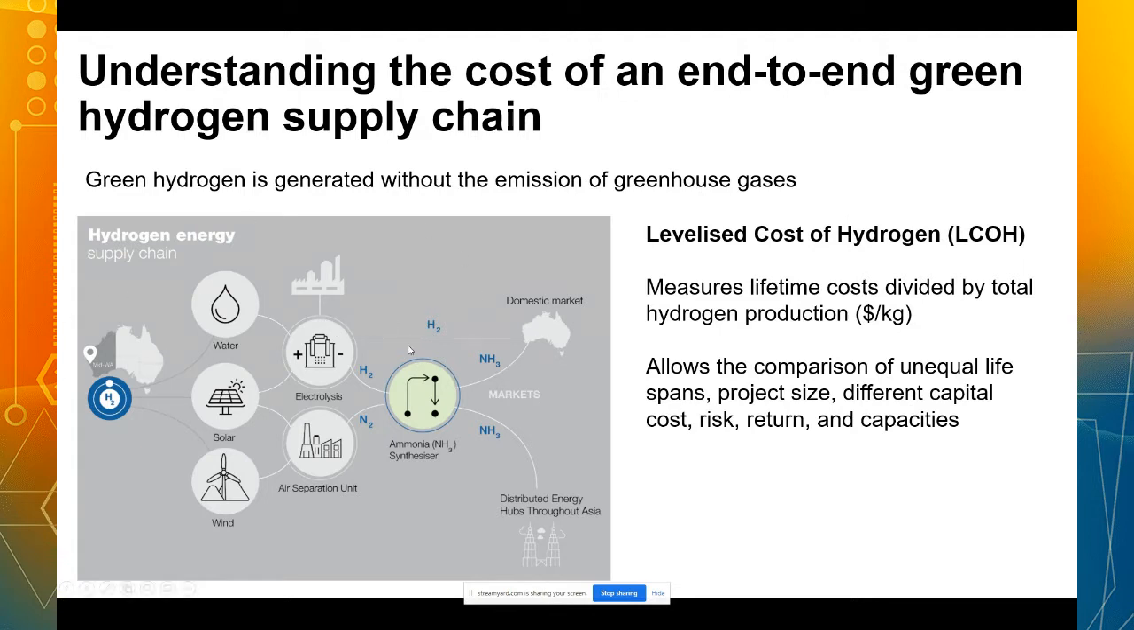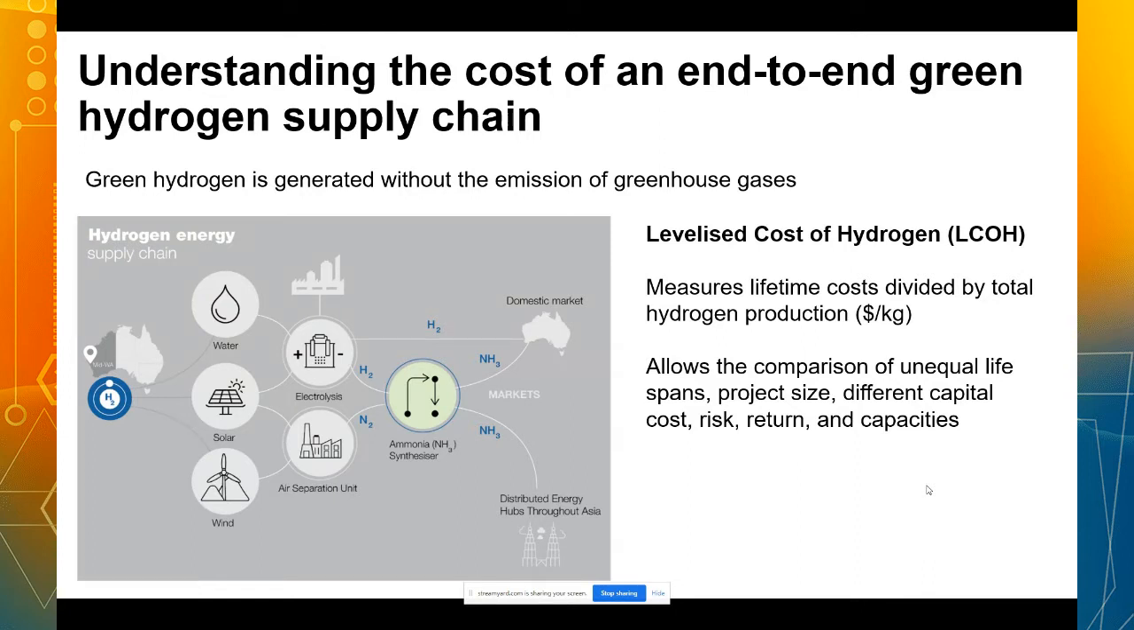Then, in terms of what you do with the hydrogen, you can sell that directly as liquid or gaseous, or you can synthesize it. One popular thing to do for transportation is to synthesize the hydrogen with nitrogen and create ammonia, and then that makes it easier to transport over long distances by ship.